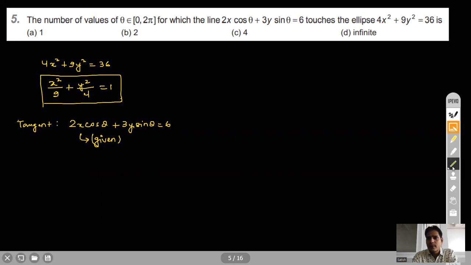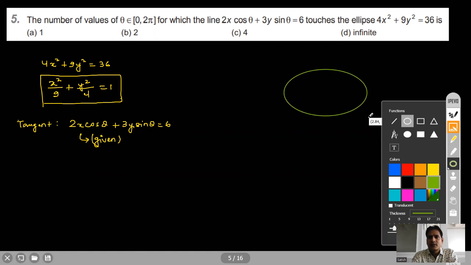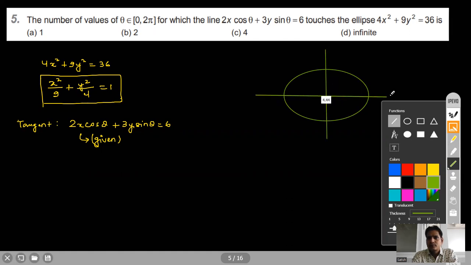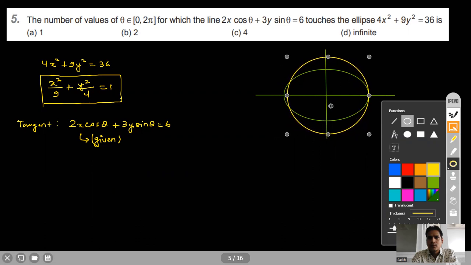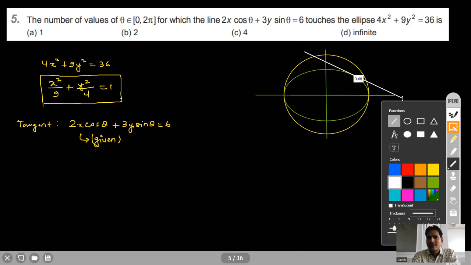Okay, let me draw quickly. So basically, this is our ellipse, okay? These are the axes of the ellipse, right? And this theta thing, no? So I should draw the auxiliary circle also. Let me draw with a different color. So this is basically our auxiliary circle, right? And this equation of tangent is given, no? So we can draw one tangent also. Okay. So let me draw that tangent. Suppose this is the tangent.